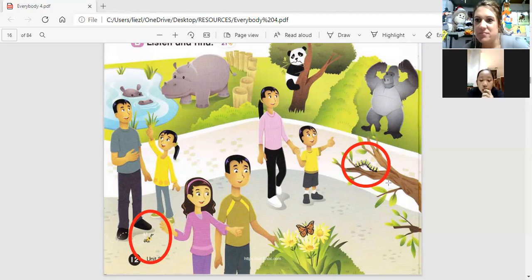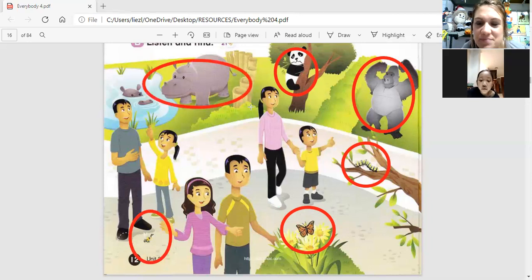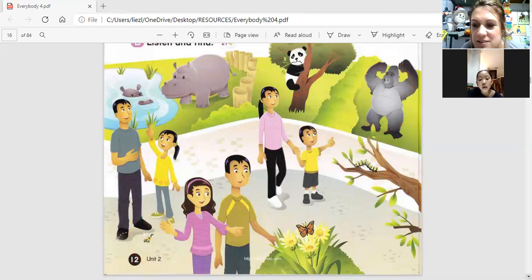Caterpillar. And this one? Panda. And this one? Gorilla. This one? Butterfly. And this one? Hippopotamus. Yes, hippopotamus. Very good.